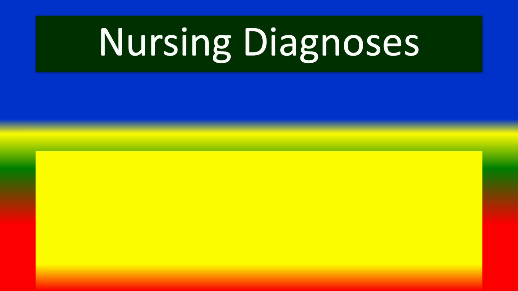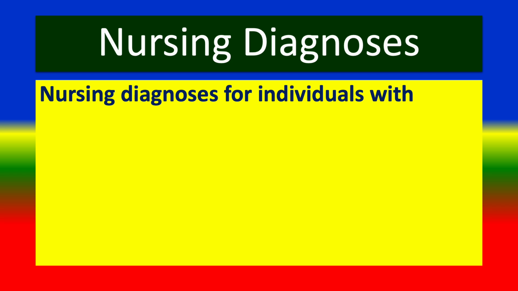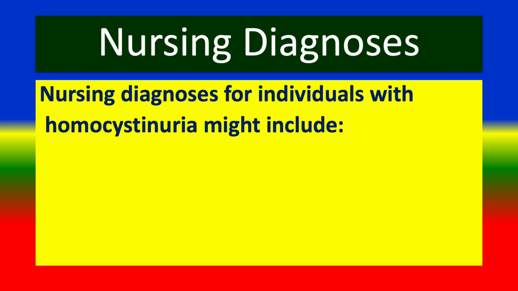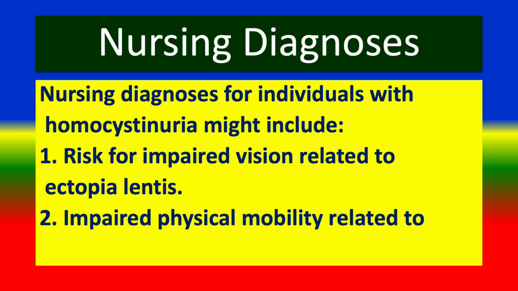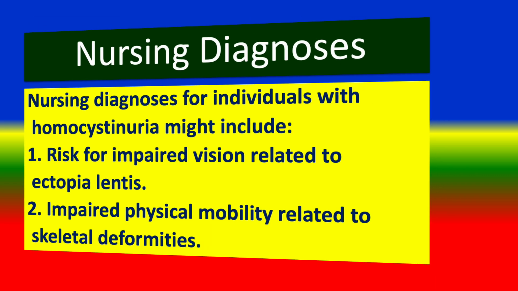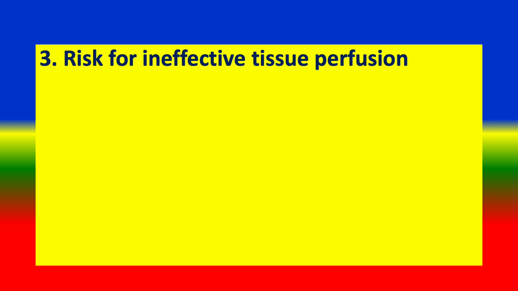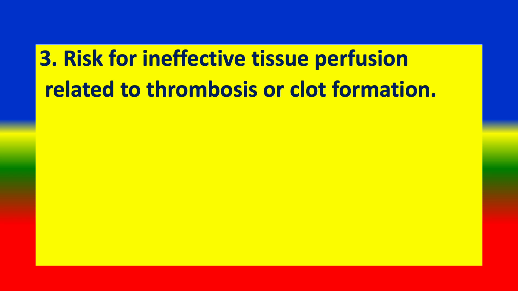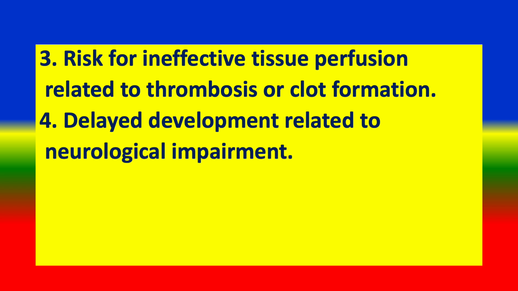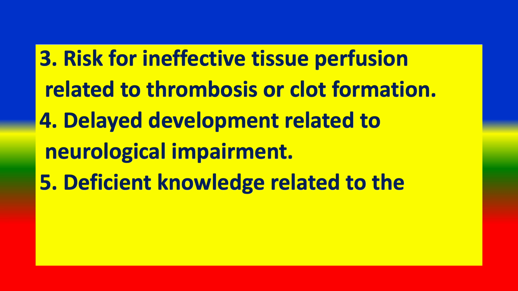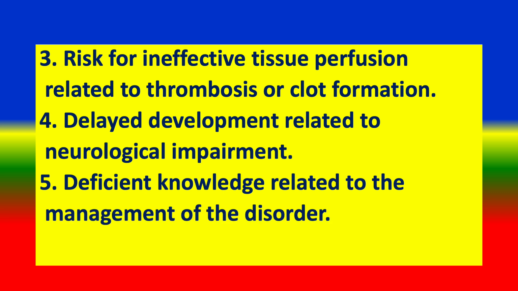Nursing diagnosis. Nursing diagnoses for individuals with homocystinuria might include: 1. Risk for impaired vision related to ectopia lentis. 2. Impaired physical mobility related to skeletal deformities. 3. Risk for ineffective tissue perfusion related to thrombosis or clot formation. 4. Delayed development related to neurological impairment. 5. Deficient knowledge related to the management of the disorder.